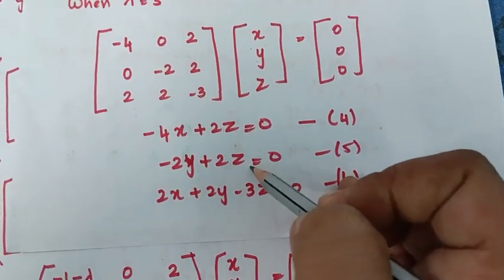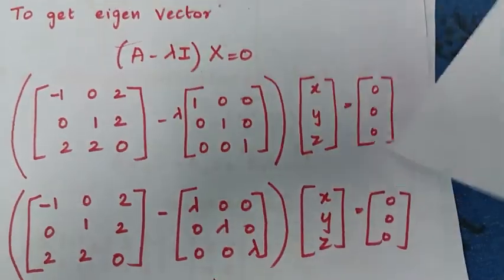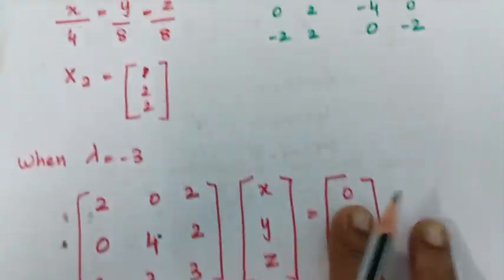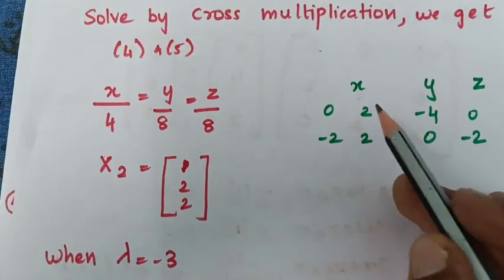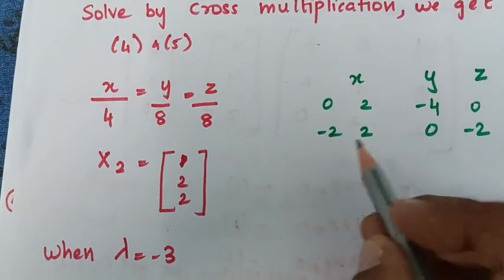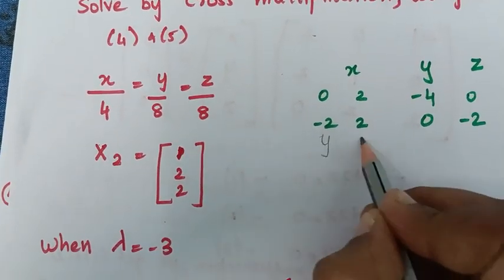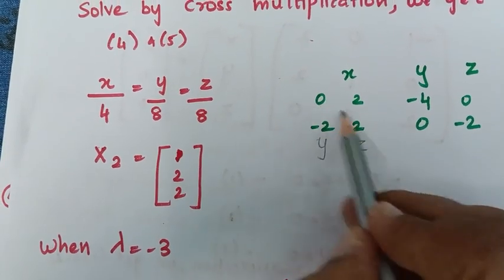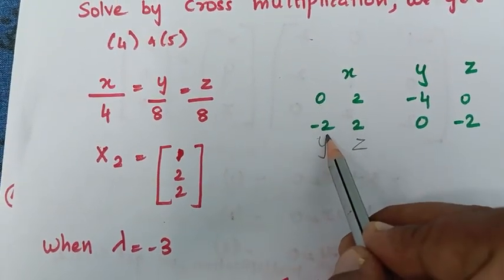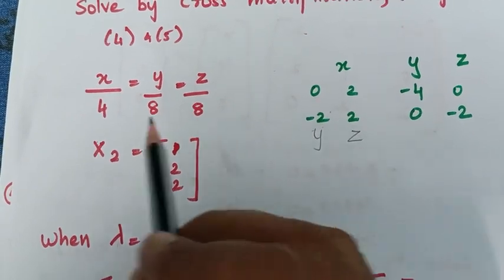So z will be 2 on both sides. Based on this, we are going to solve this equation. I have written it here already. For x we have written y and z. 0 minus 4, we will get 4, so it's plus 4.